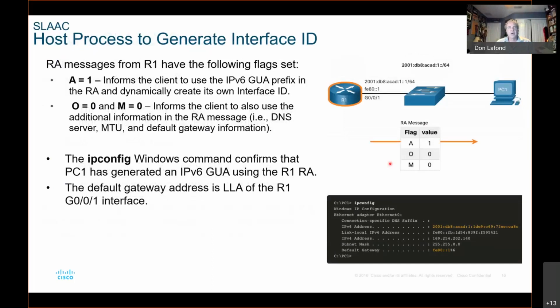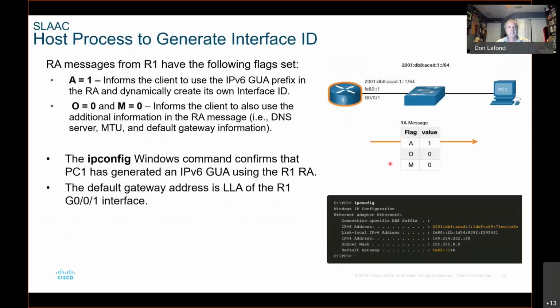A = 1 informs the client to use the IPv6 GUA, global unicast address prefix in the router advertisement and dynamically create its own interface ID. If the O is set, then it's going to get some of the information from the router advertisement.